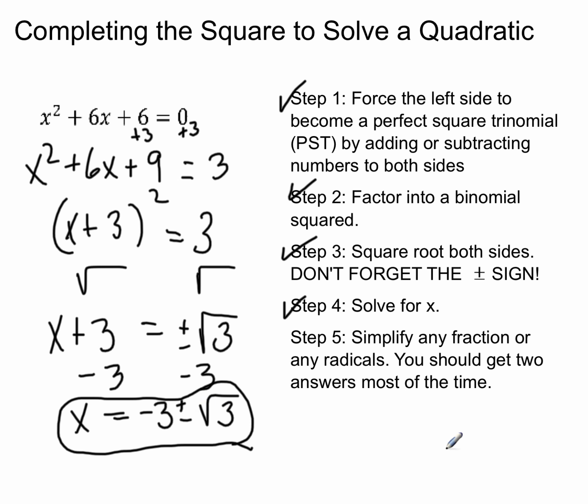And if I were to estimate this answer, although you're not asked to do this most of the time, but just for fun, it would be something like negative 3 plus or minus 1.8 maybe? Not quite 2. So negative 3 plus 1.8 would be negative 1.2, and negative 3 minus 1.8 would be negative 4.8.